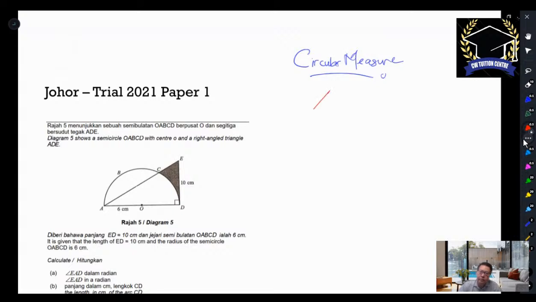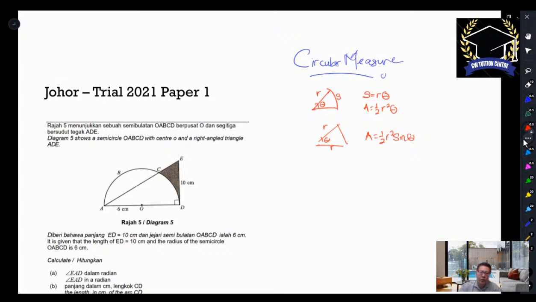Circular measure. This angle is theta, this is the arc, this is the radius. Basic formula, S equals R theta. That's the first formula, very basic formula. And then the area for the sector is half R squared theta. And then we have R, theta. The area is half AB sine theta.